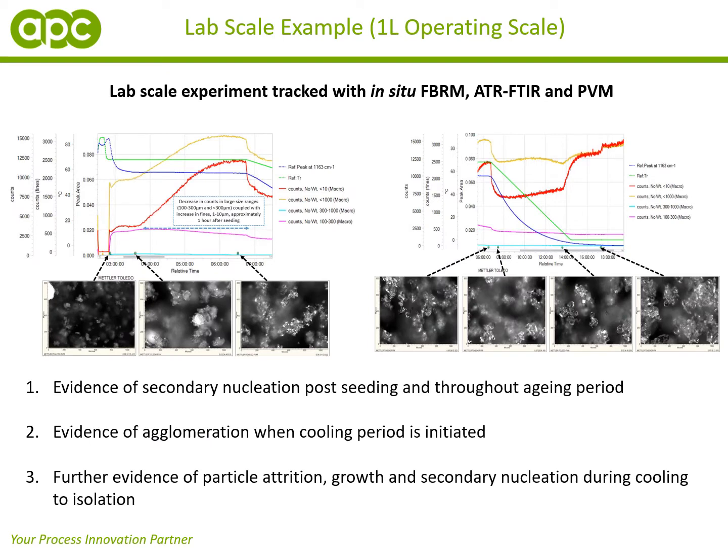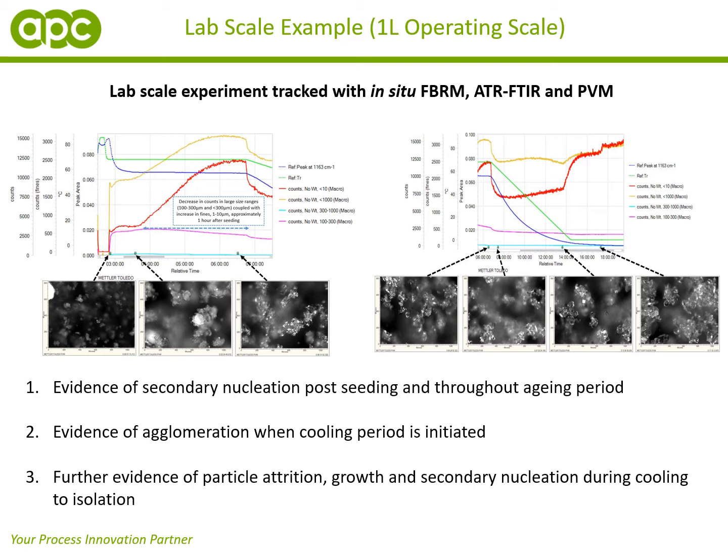So if we start off by taking a typical example of a 1 liter scale run, what we're looking at here is an experiment that was tracked with FBRM, PVM, and ATR FTIR. And if we go from the image on the left to the image on the right, we're seeing the FBRM trends for a crystallization after dissolution has occurred at about 80 degrees.